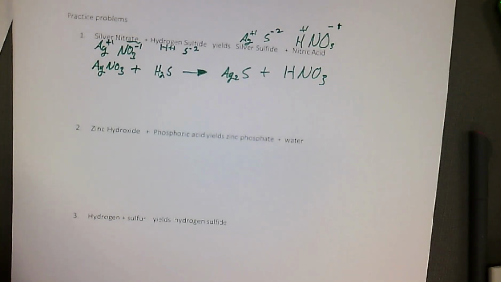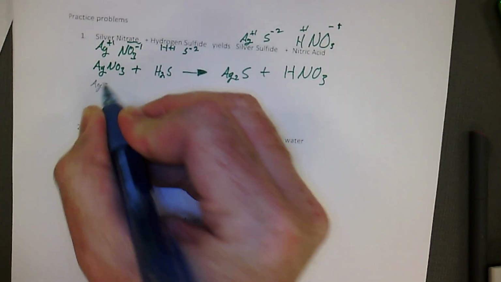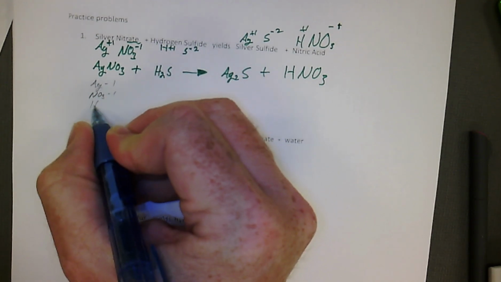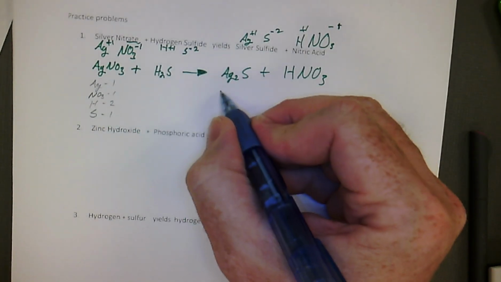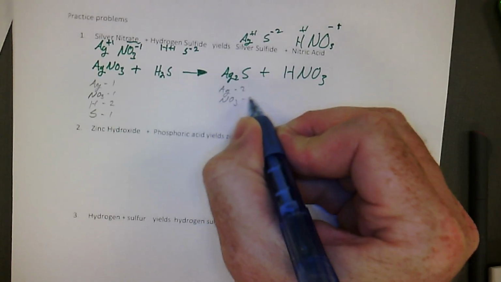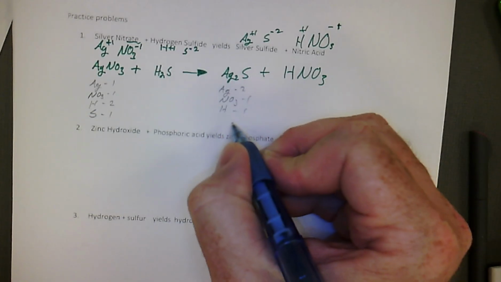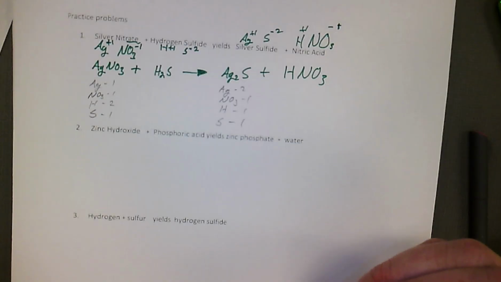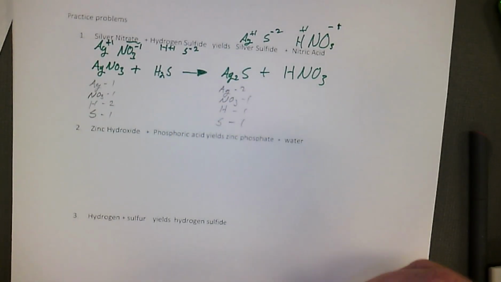Now, if we're going to do our balancing, okay, how many Ags on this side? 1. How many NO3s? Just 1. How many H's? 2. And how many S's? 1. All right, on this side, Ags? 2. NO3s? 1. H's? 1. And S's. Oh, 1. Yep. All right. Is that right? Did I do that right? Okay. So, what do we need to do to get our Ags balanced?